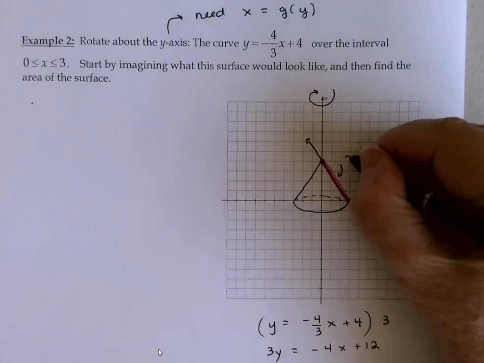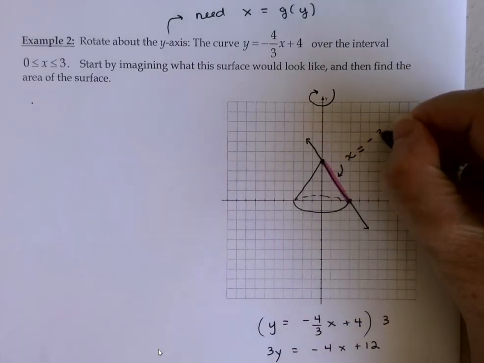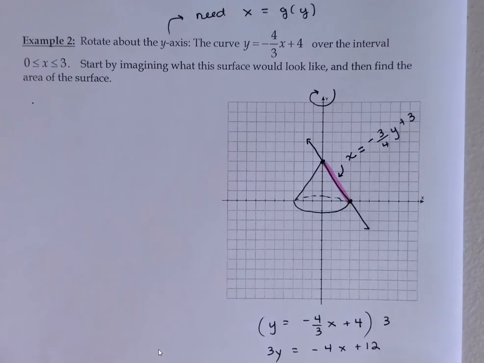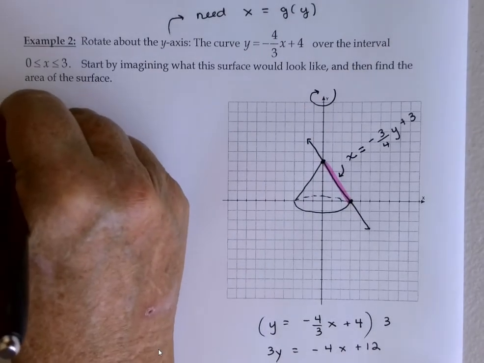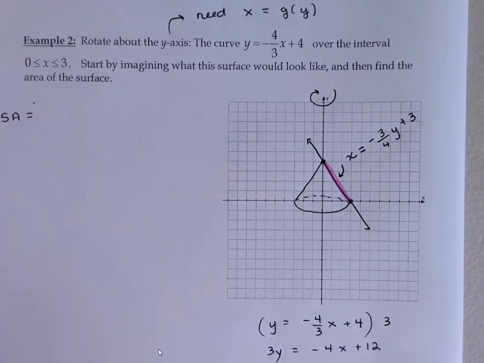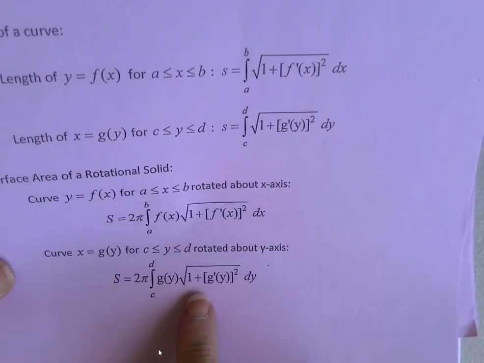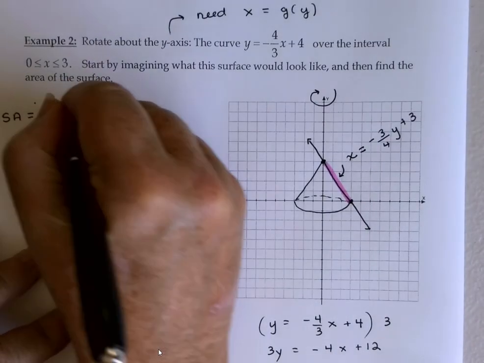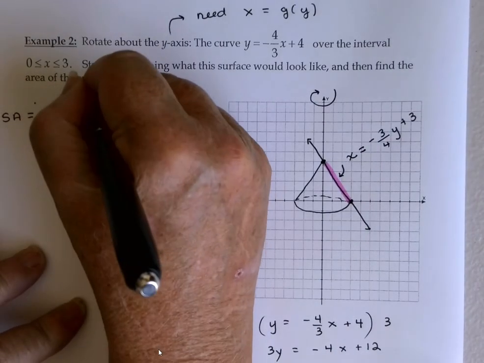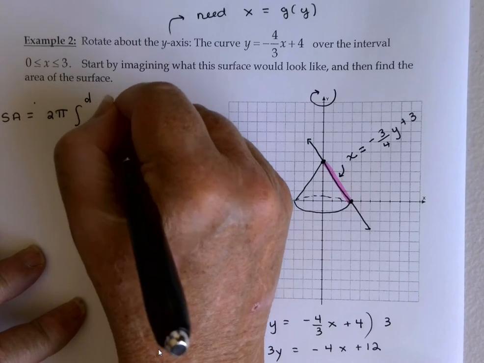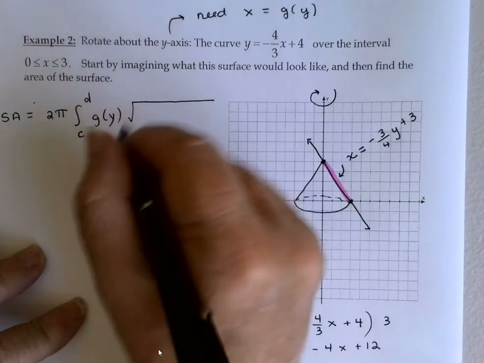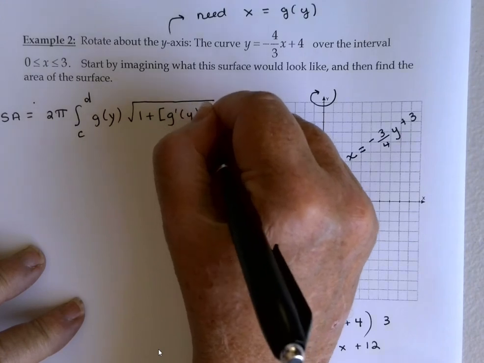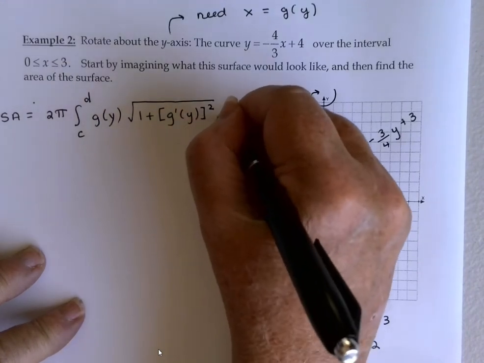When we solve this again, I'm just going to put it here so I can see it. This was x equals negative 3/4 y plus 3. And so now I'm going to grab my surface area formula. And again, I'm specifically using the one for going around the y-axis, this one right here. So we've got 2 pi, integral from c to d, of g of y times the square root of 1 plus g prime of y squared dy.